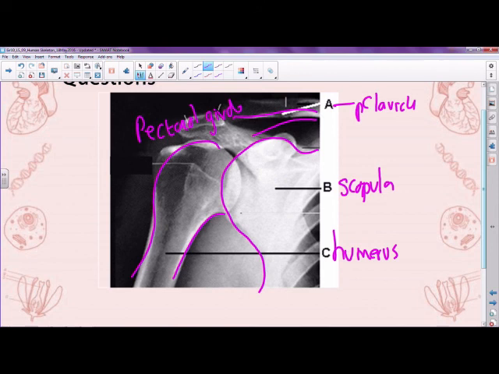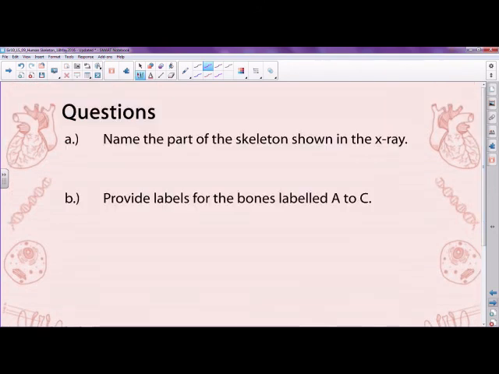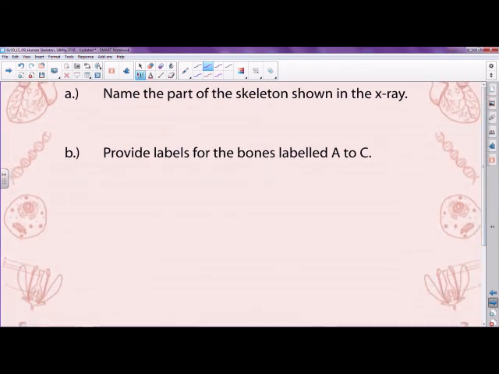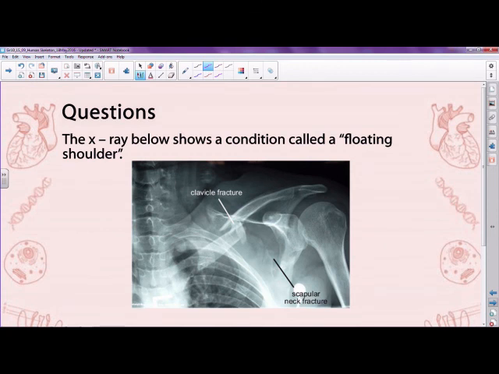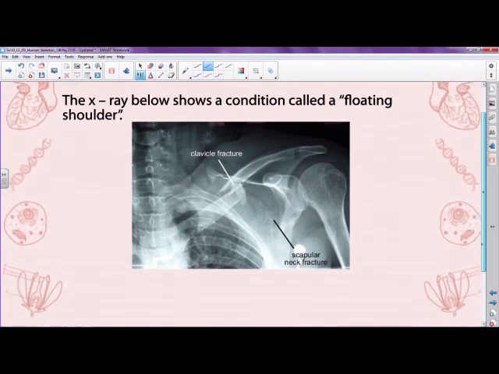So when we come to the questions that we ask you, as you can see, there we go: name the part of the skeleton shown in the X-ray. That was my pectoral girdle. Label bones A to C. So I don't have to give you a false diagram of a skeleton. I can actually show you X-rays. If you have a look at this one over here, you have to see they're trying to show you something. And they've called it a floating shoulder.